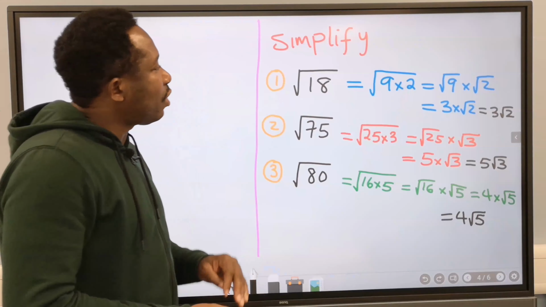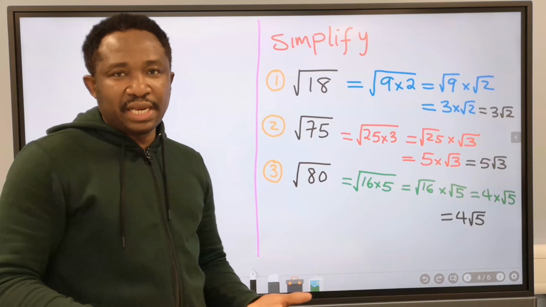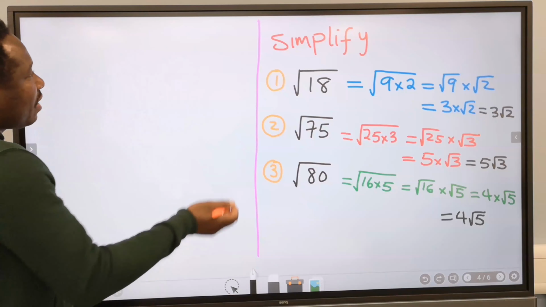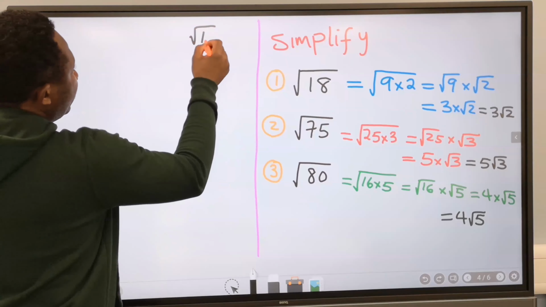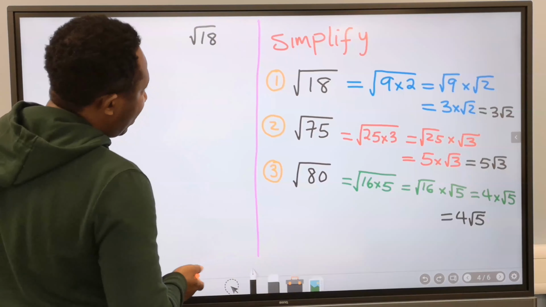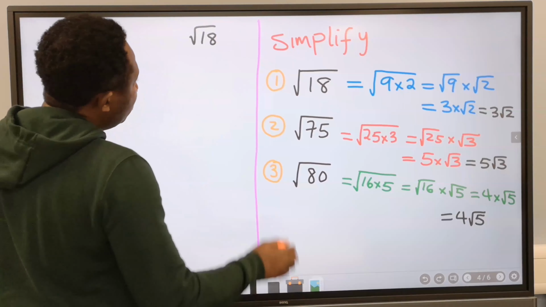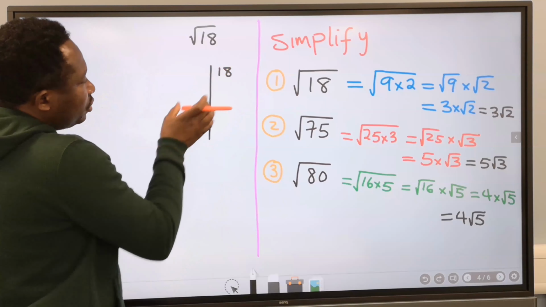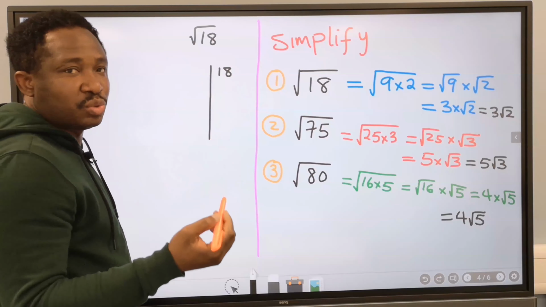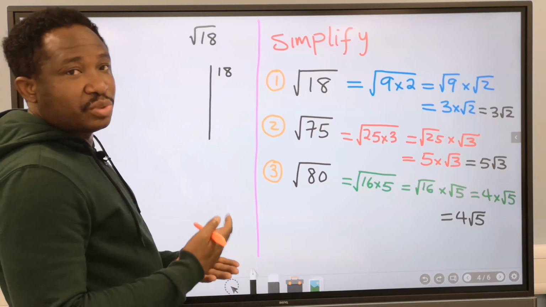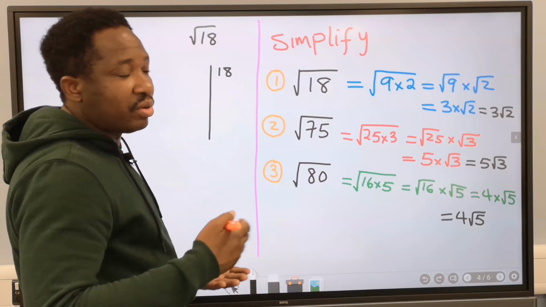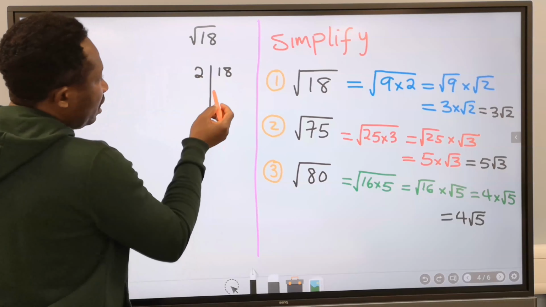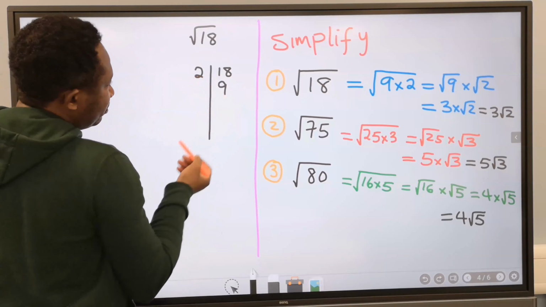The problem of always thinking of two numbers can be challenging. The best way to do this, whenever you're given the square root of 18 to simplify, is to draw a line and write 18. We're going to divide this. Let's start with 2, then 3, 4, until we simplify this. 2 will go into 18. 18 divided by 2 is 9.